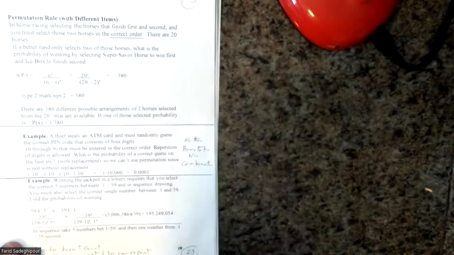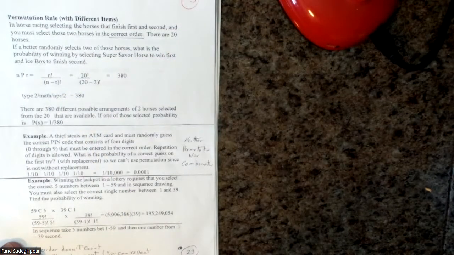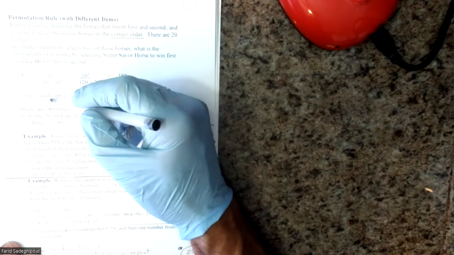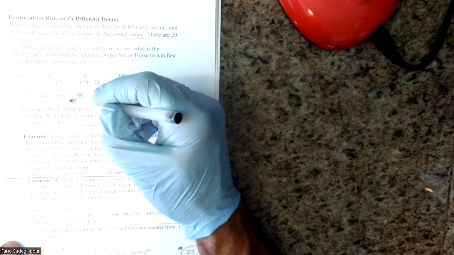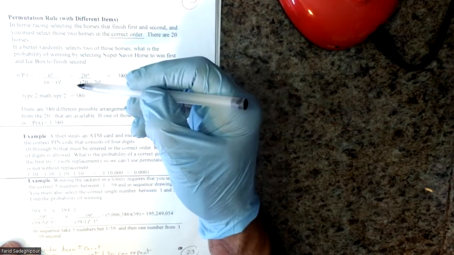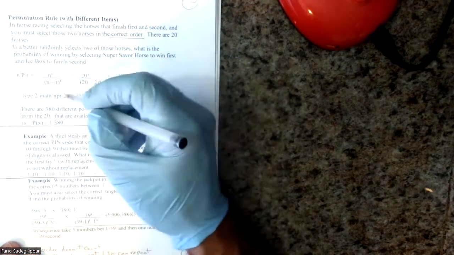And this is how to use the calculator again. You need to type 20 first, and then go to math, and then nPr, and then 2. This should be 380.